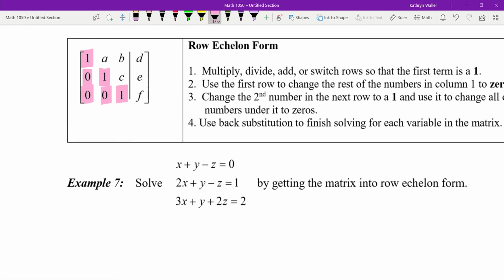Okay? So I'm going to give you the order. First thing I want you to do is that. Second thing I want you to do is that. Third thing is that. And then let's go down that diagonal. So let's go 4 and 5 and 6. Okay, here we go.